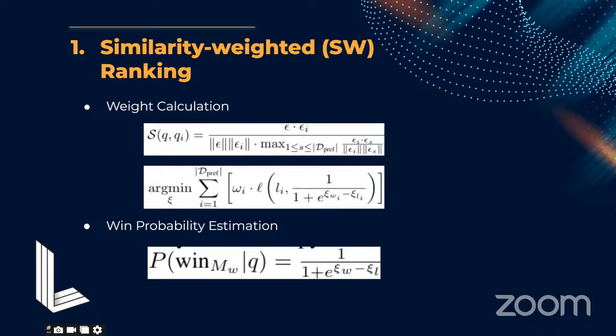The first equation is for weight calculation. It is the similarity equation, which uses the cosine similarity between queries. The second equation is the binary entropy loss calculation. It is calculated by minimizing the weighted binary cross entropy. The third equation is the win probability estimation, which will help demonstrate the model.